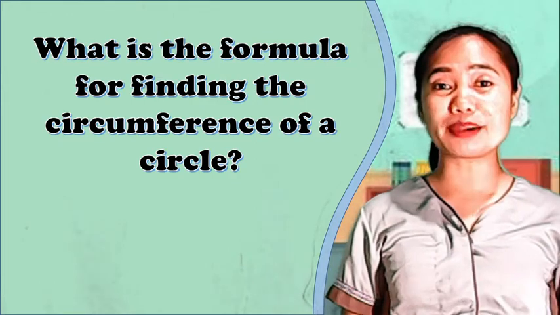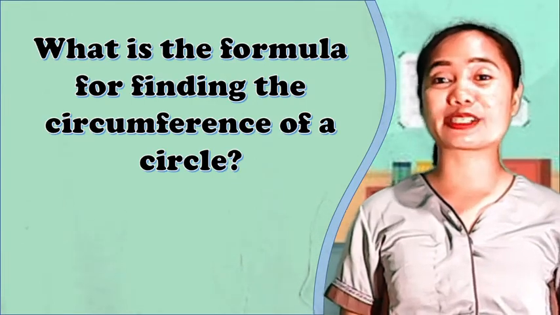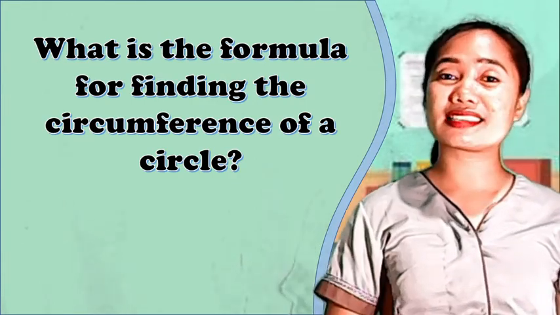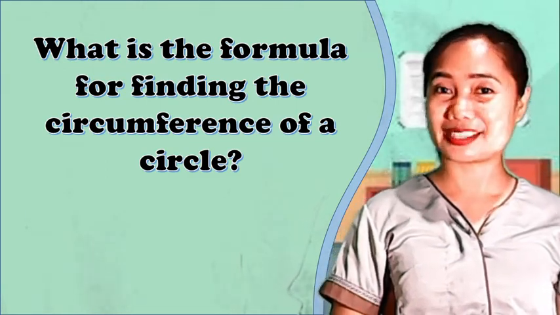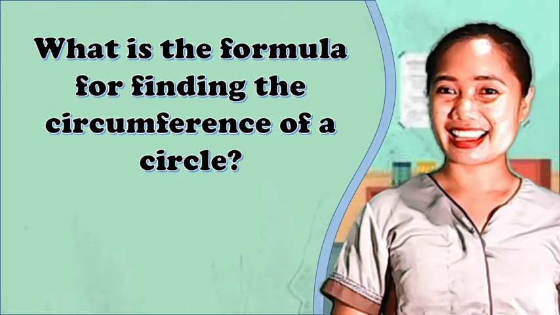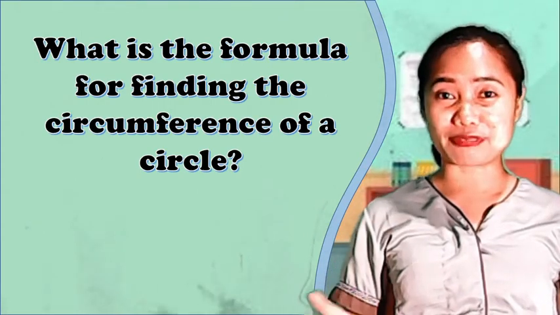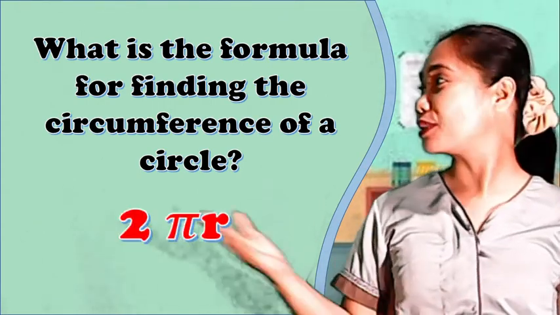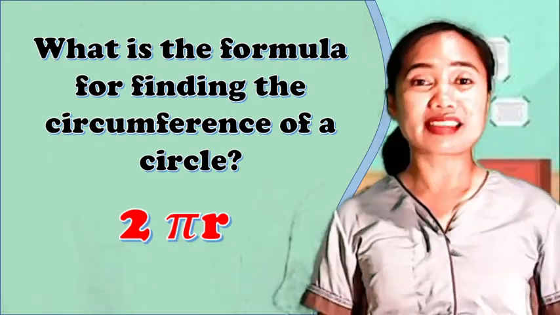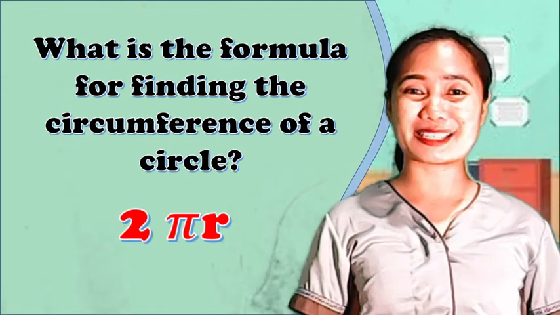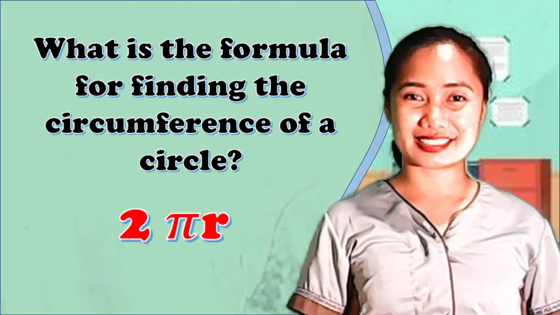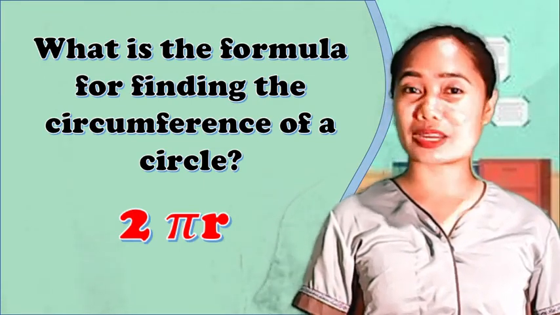What is the formula for finding the circumference of the circle? This is your lesson when you were in grade 7. Can you still remember that? Well, the formula for circumference is 2 pi r. The idea for circumference will be used later on in order to find the radian measure of the whole circle. Let's proceed to question number 3.